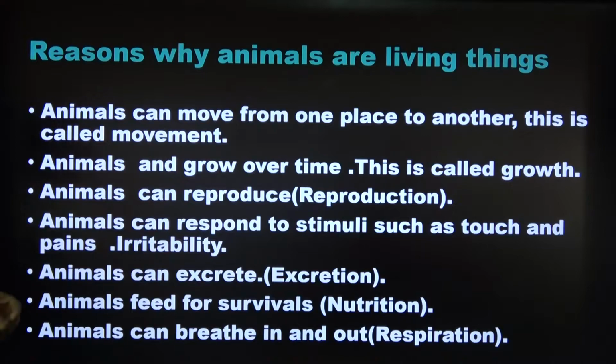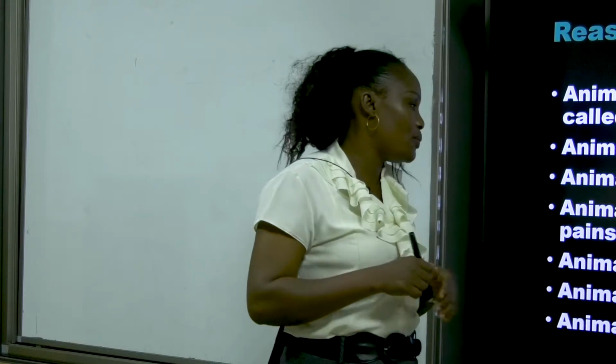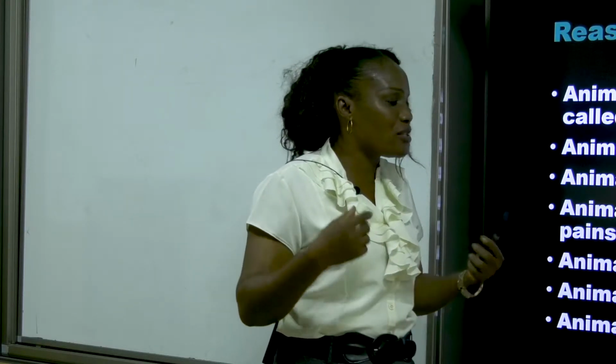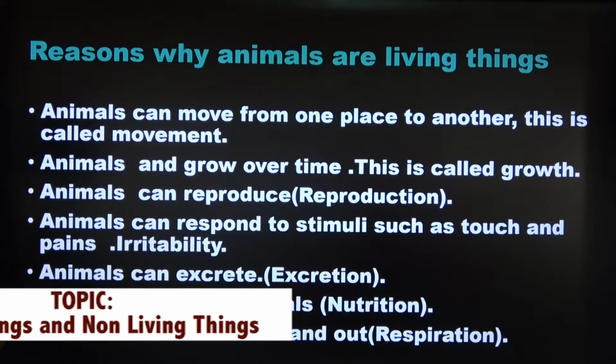Animals can respond to stimuli such as touch and pain. Animals feel pain. That is irritability. They respond to touch. If you touch an animal, it will move, look, or respond immediately to that touch. Animals also excrete. After eating, they bring out waste products.